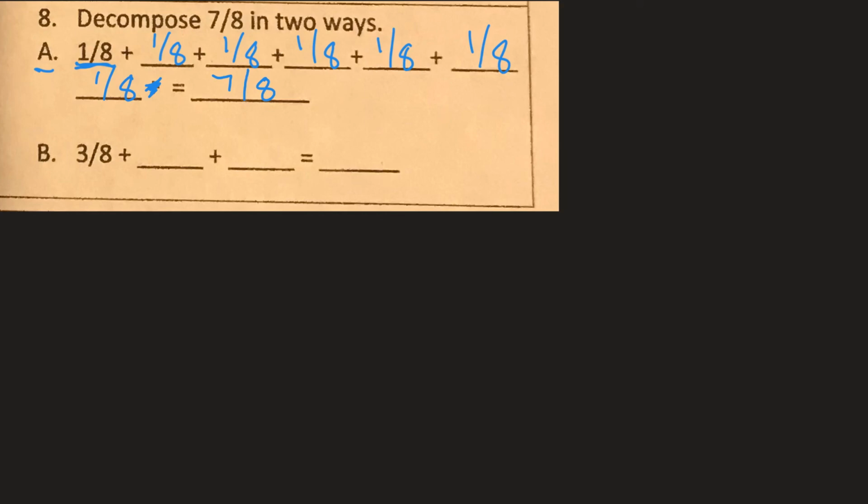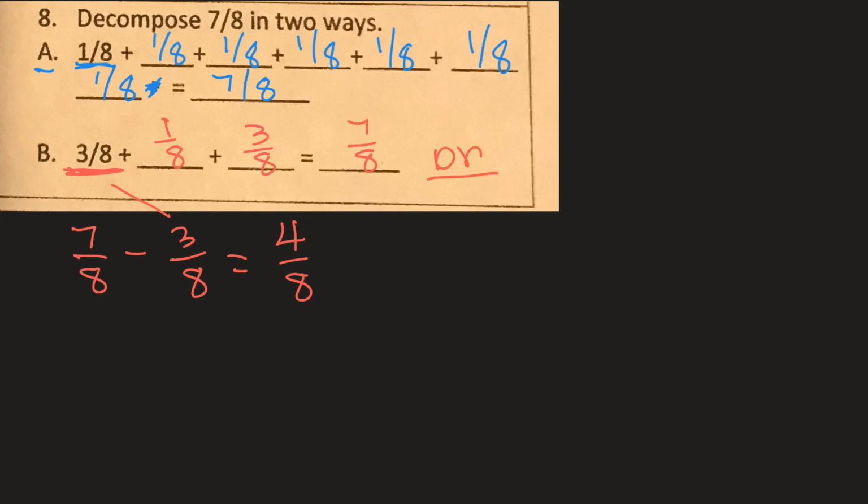Now on B, I see they've already got 3/8 as my first blank, and then there are 2 more blanks left. So I know 7/8 take away 3/8, which is what's right here, leaves 4/8. So if I have to separate that into 2 blanks, I could do 1/8 and 3/8 equals 3 plus 3 is 6 plus 1 is 7/8.